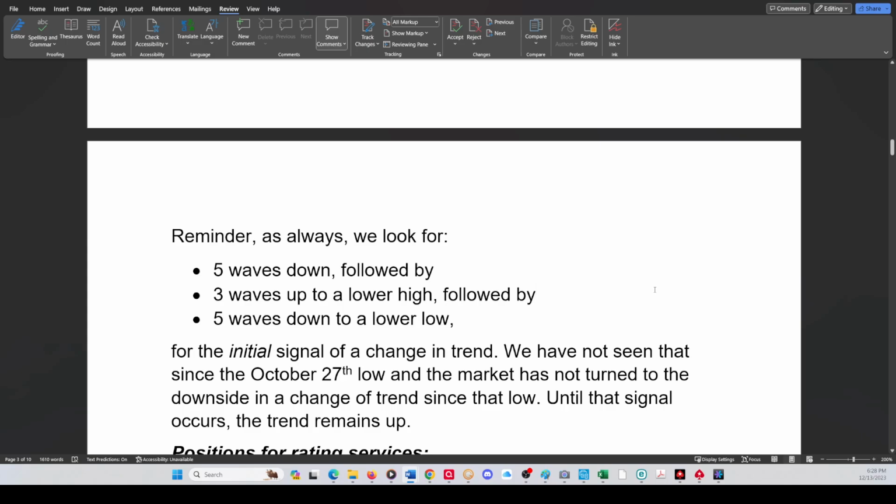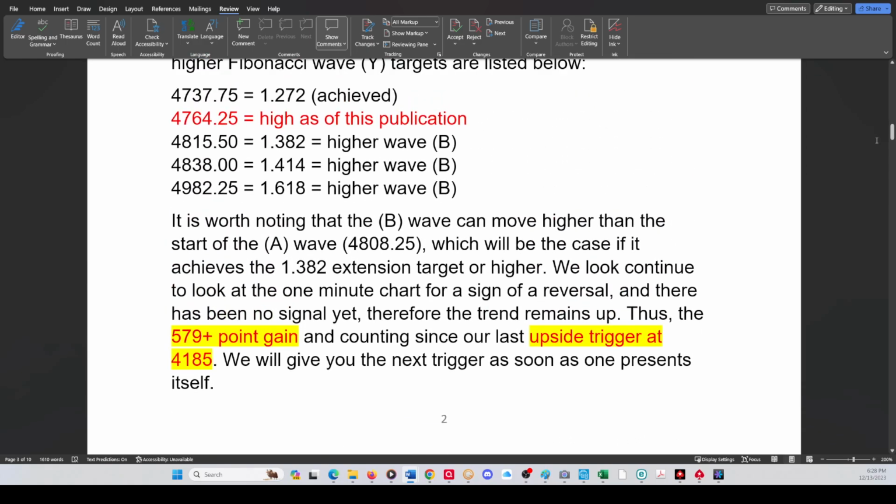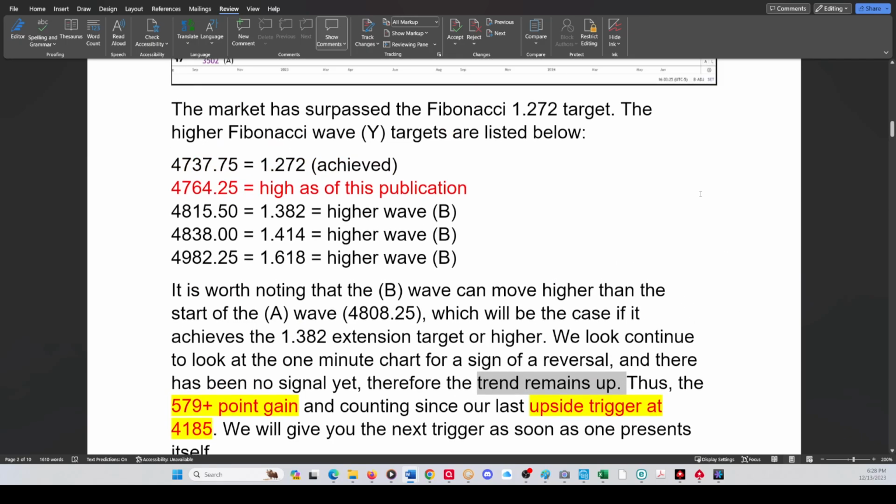I look at the 1 minute chart. These charts are fractals of each other. So if it happens on a 1 minute, it'll happen on a 10 minute, it'll happen on an hourly, it'll happen on a daily, etc. So we look at the smallest degree of trend, that is the 1 minute, for a signal or a sign for a change in trend, and we haven't seen it. That doesn't stop us from looking, but unless and until that happens, the trend remains up, and up it goes.